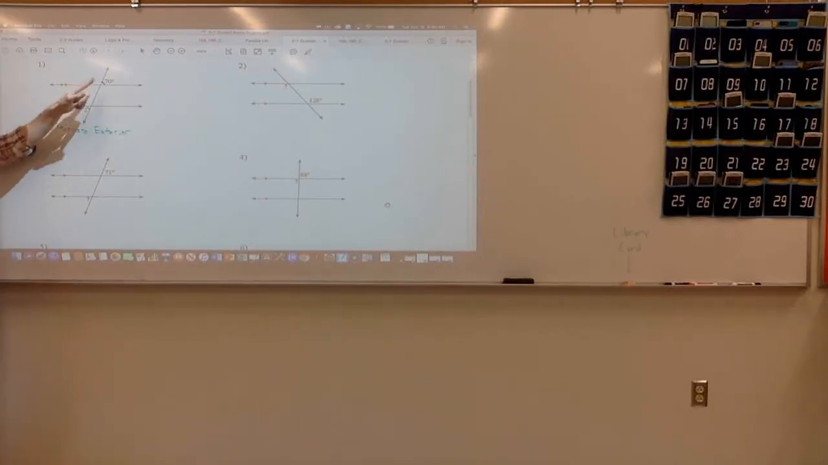Either the two angles are equal to each other or they add to 180. Well, these are two acute angles. There's no way for me to have two acute angles that add to 180. So they would have to be equal to each other.